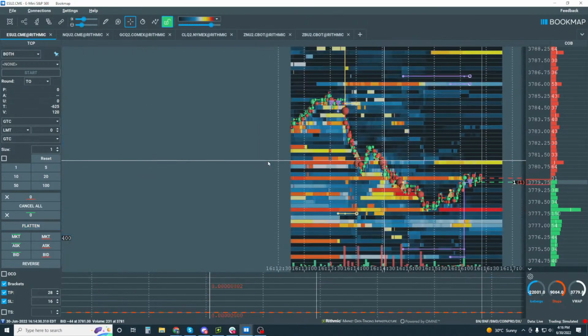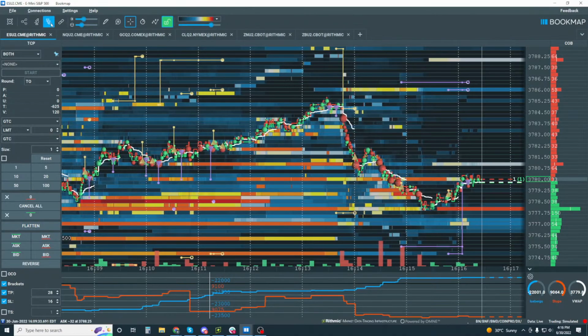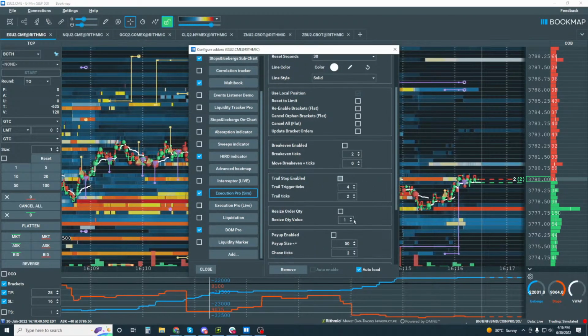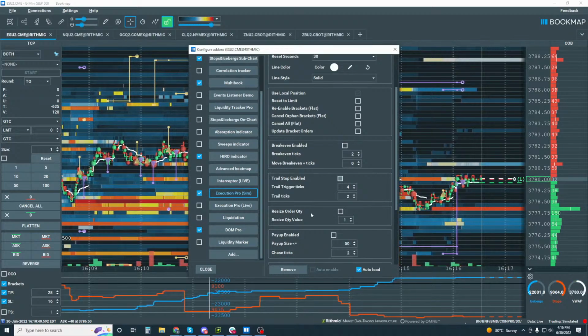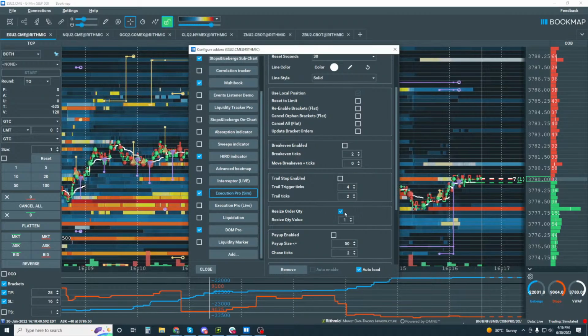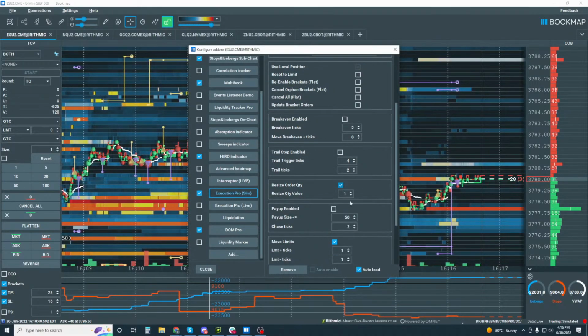Let's flatten all positions and move to the next one. Let me know if you have any questions. Again, these are pretty straightforward. Resize order quantity here. Talk to me about this one. Daniel, this is a great feature in here.